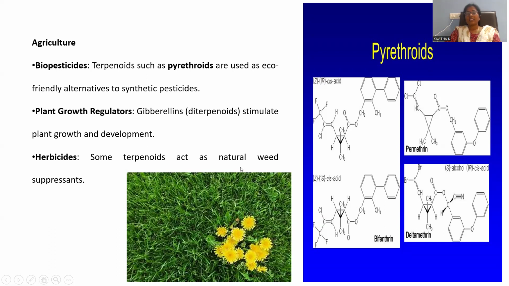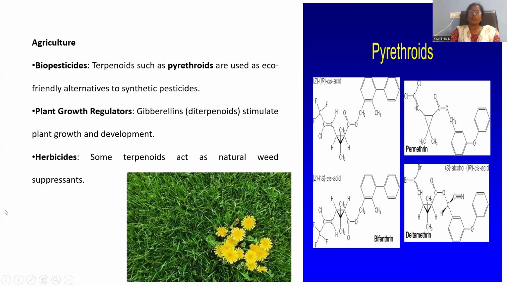Some terpenoids act as natural weed suppressants. Wherever we are growing crops, especially in horticulture or in croplands, many kinds of weeds also grow alongside. Picking or plucking them every time is very difficult and laborious in nature.